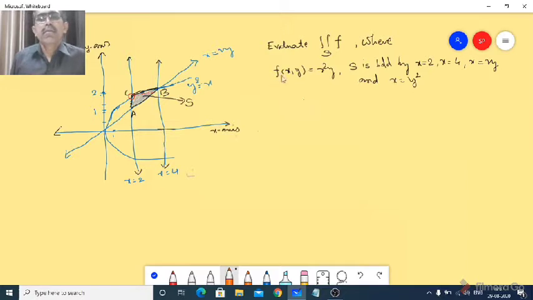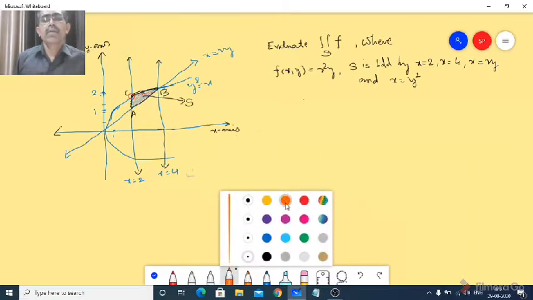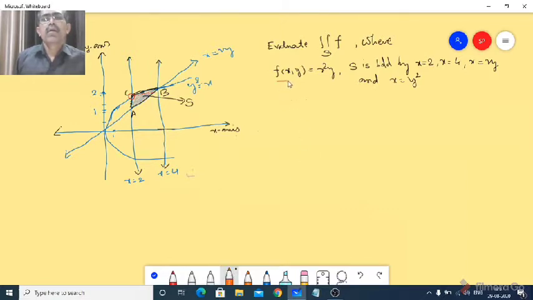Today we will see how to evaluate double integrals over some bounded regions in R2. For example, consider the double integral of f over S, where the function f is f of x, y equal to x squared y.